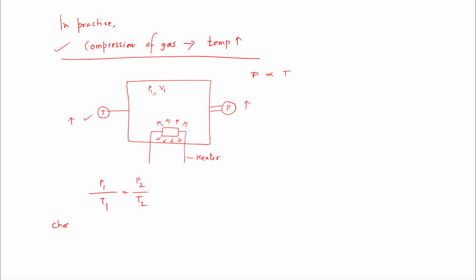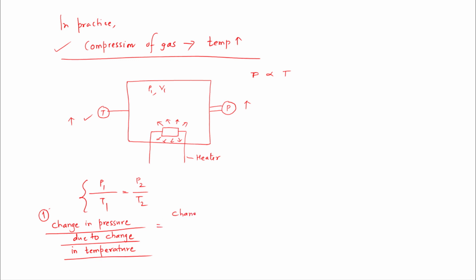So meaning here, the change in pressure due to change in temperature at condition number 1 will be equal to the change in pressure, P2, due to change in temperature in condition number 2. So P1 is the initial condition and P2 is the final condition that we observe here.